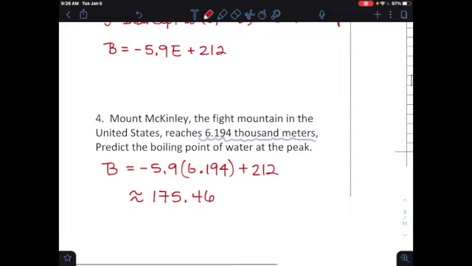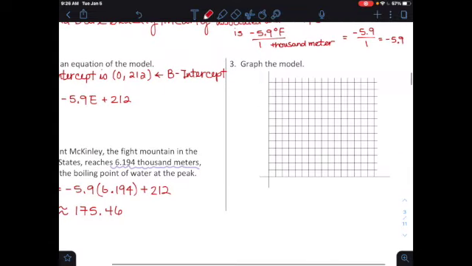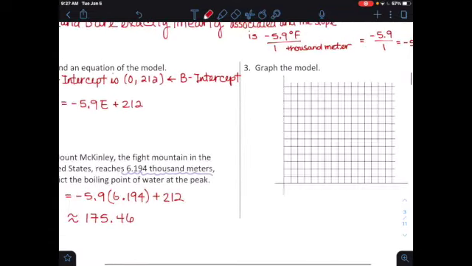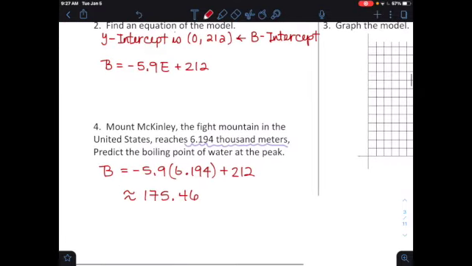Now again, there's a little graph. So graph the model. You don't have to graph the model. If you can answer the question, that is something we can always do in the calculator also. So that is the question.